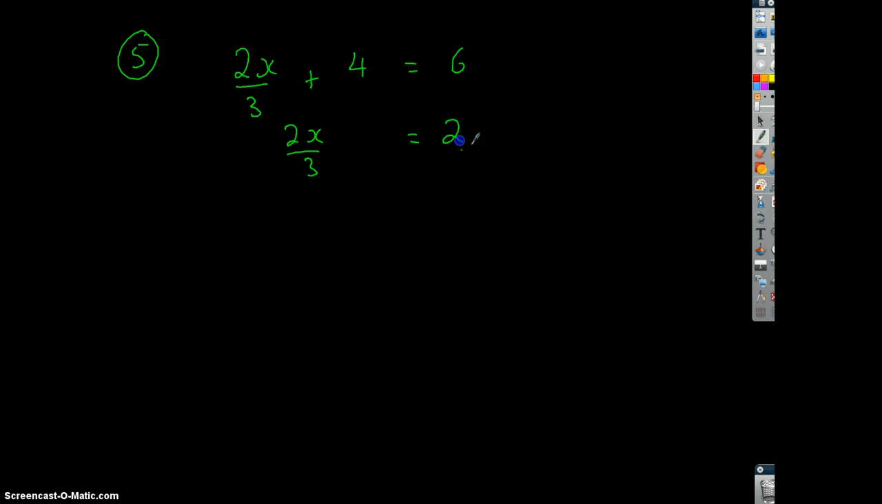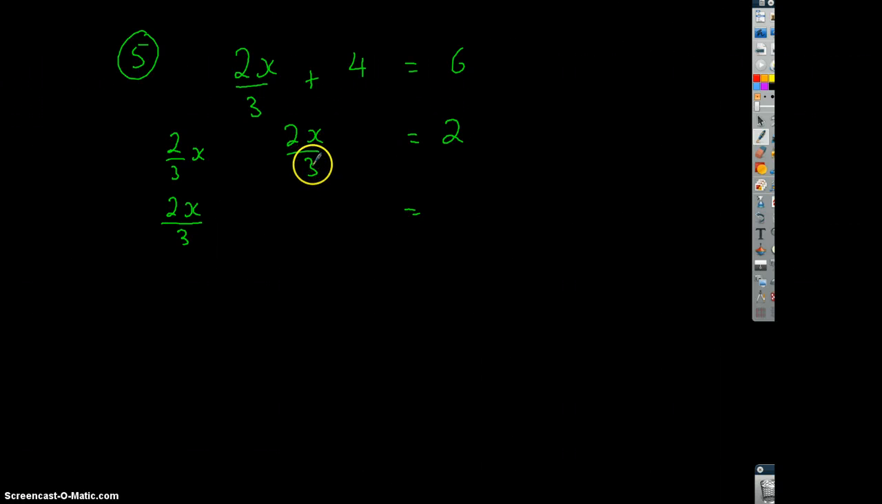6 minus 4 is 2. Nice column of equal signs. Now, we're trying to find x, and what this basically says, it depends how you want to look at it. That can either be 2/3 of x, or it can be 2x divided by 3. I'm going to take it as 2x divided by 3.